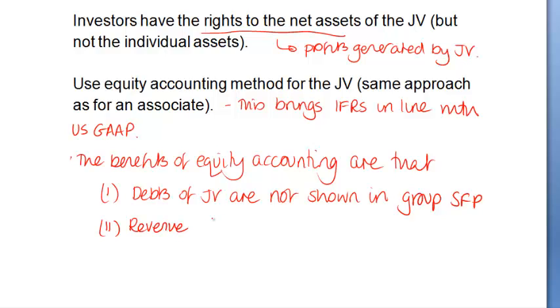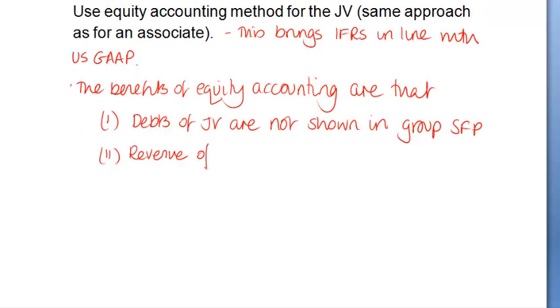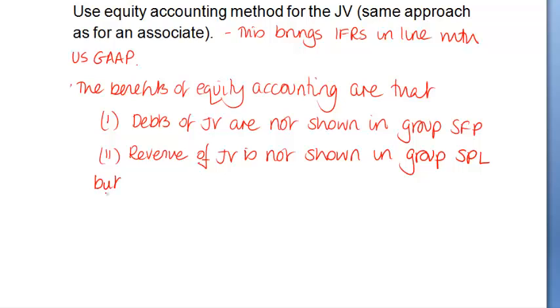And secondly, the revenue of the joint venture is not shown in the group statement of profit and loss, but the profits are shown. And that's good for your profit margins, isn't it?